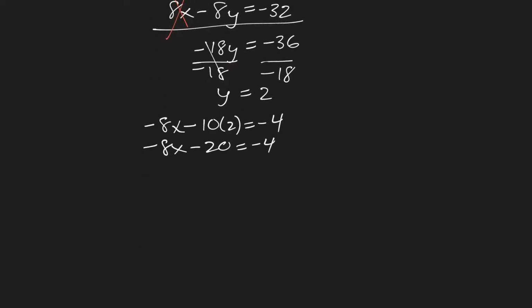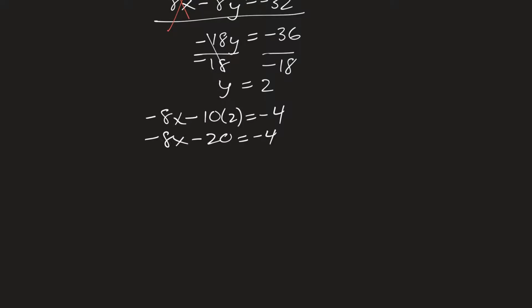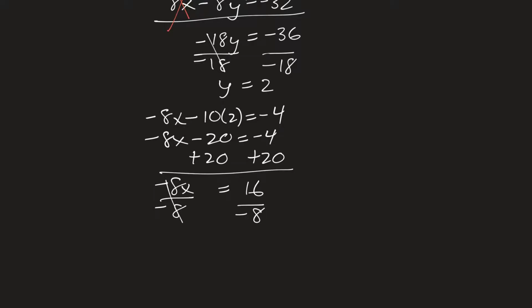Let's bring this down a little bit more. And this will be negative 8. Oh, I don't need to do that. I was just kidding about that. I need to add 20. And I have negative 8x equals, what, 16? Divide by negative 8. And x is negative 2. So our answer is an ordered pair, where the x number goes first, which is negative 2, and the y number is positive 2. And that is our answer for that one.